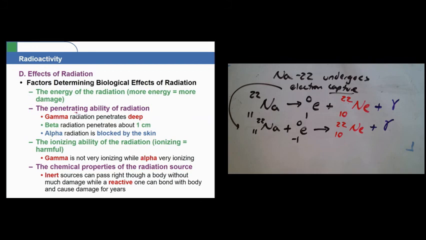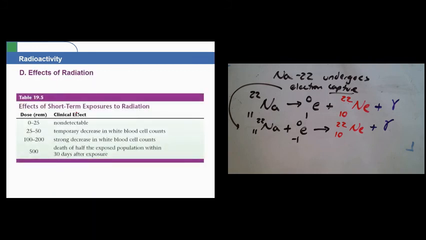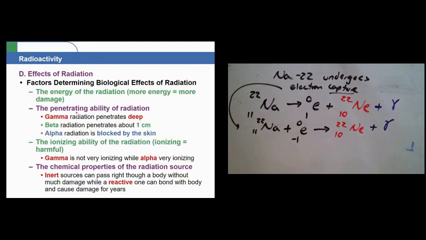Then is the penetrating ability of the radiation. Gamma radiation penetrates the deepest. It goes through the most amount of materials. But beta radiation only penetrates maybe about a centimeter into your skin. And alpha particles are actually blocked by the skin. So they may cause like skin damage, but they won't actually cause anything inside if you're being exposed from the outside. So those are actually safe to hang around.